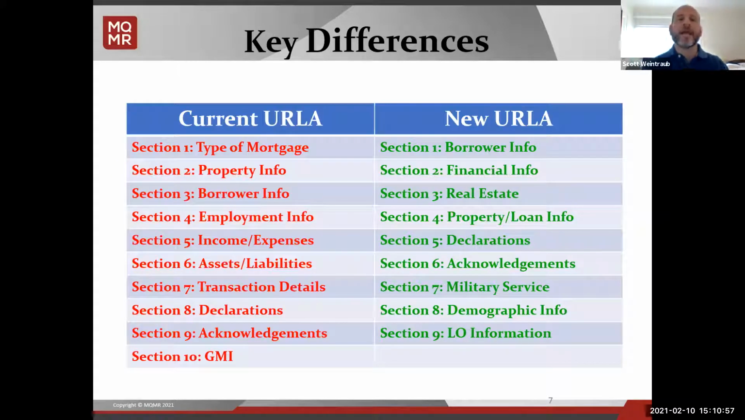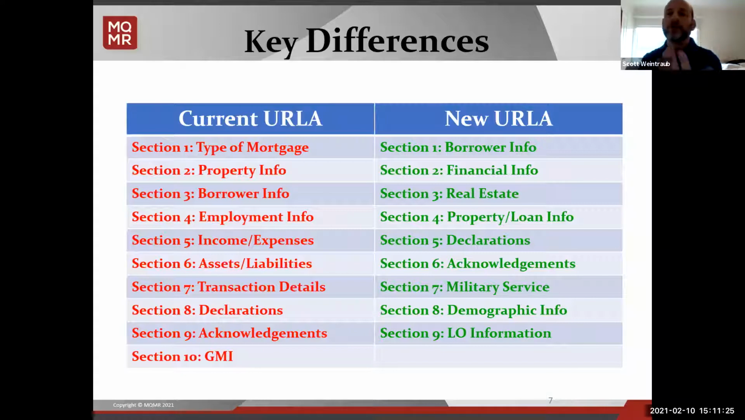Next slide, thank you. And so when we think about the new 1003, the new version of the application, how is it different? The answer is it's different in pretty significant ways. One of the biggest ways that I would say the new version of the application is different from the current version is, as you can see here in this chart, the sections are in significantly different orders.